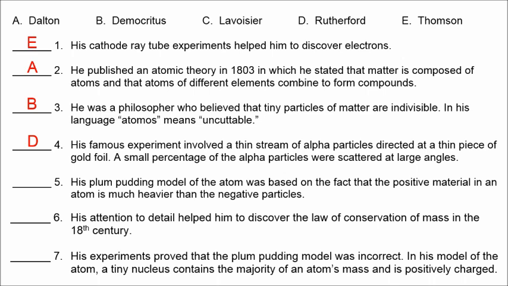Number 5, it is also J.J. Thomson who worked out the plum pudding model of the atom. We have Antoine Lavoisier to thank for discovering the law of conservation of mass. And discovering that an atom contains a nucleus came from Rutherford's gold foil experiments.